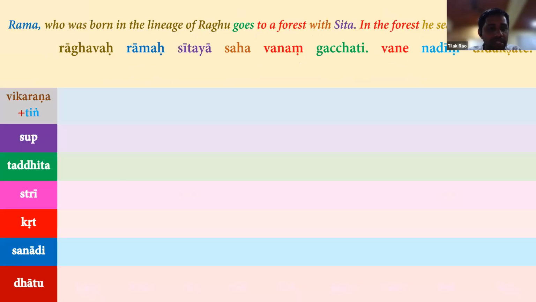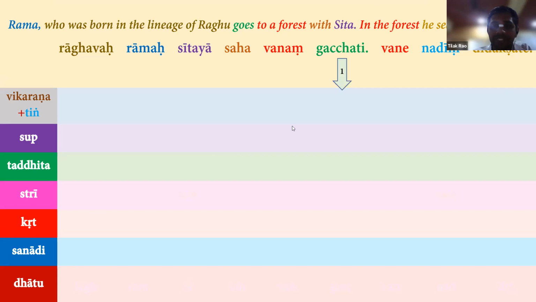Yeah, so I created a sentence: Amaha Sitaya saha vanam gacchati vane nadim didrikshate. This is a sentence. If you split this sentence into words, and again these words into prakriti and pratyaya, we can see how the pratyayas are added at different levels to a dhatu.